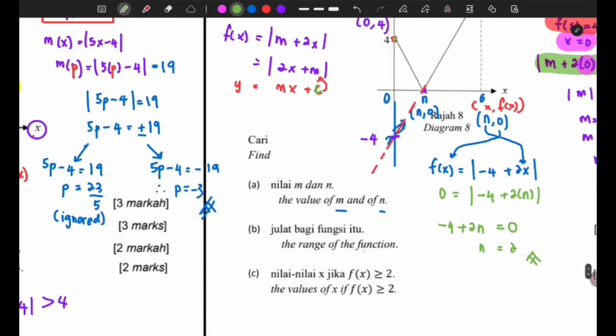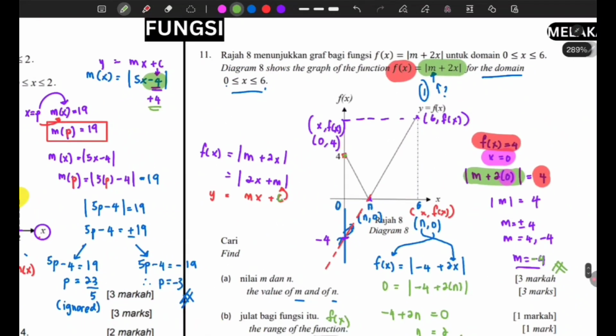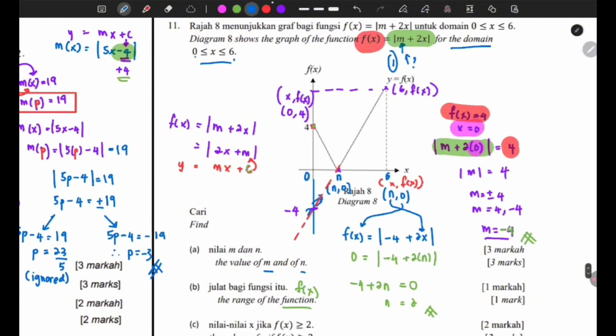Range of function means, function is fx. So look at the graph, the fx graph, which is this. The line that is touching the fx line, that is what you should focus on. It is actually touching from 0 all the way to this maximum point, isn't it? That is the range. It's not more than that, it's not less than the 0. That's the range of the fx.